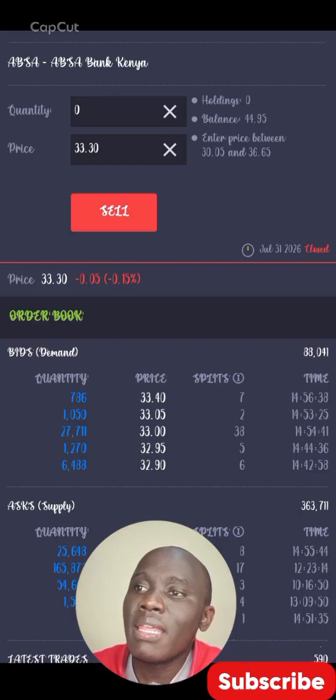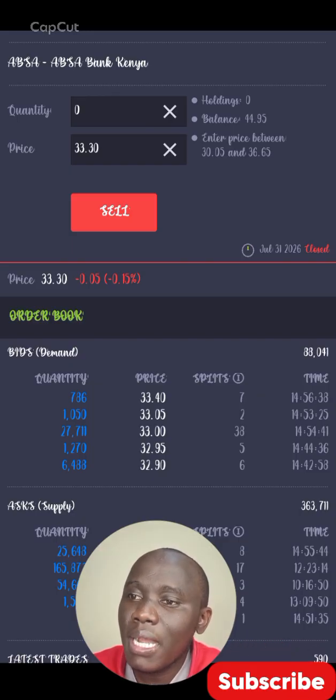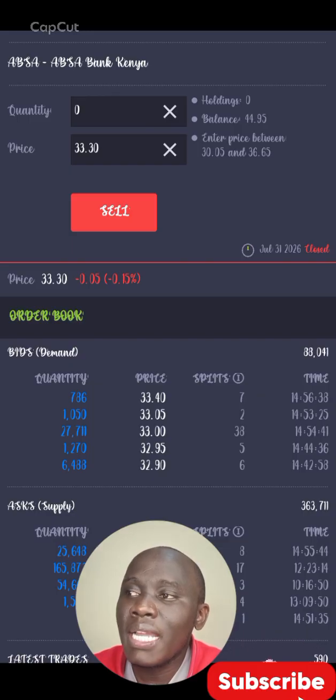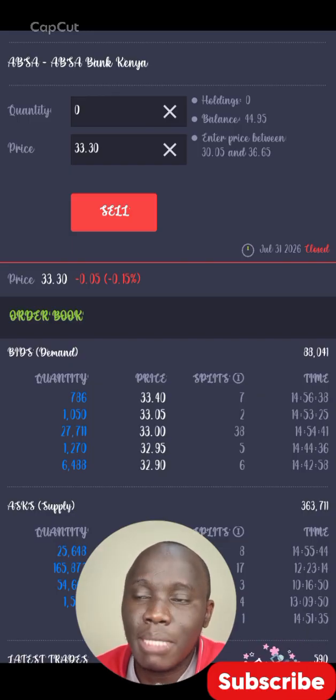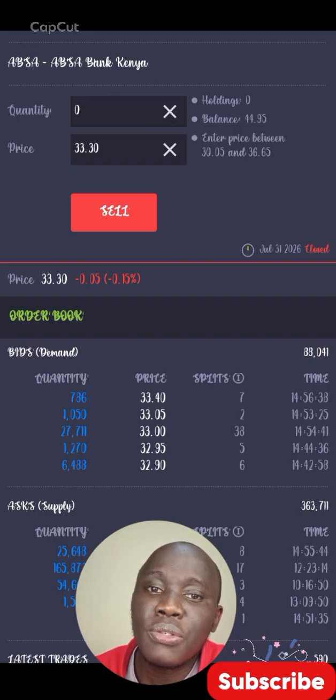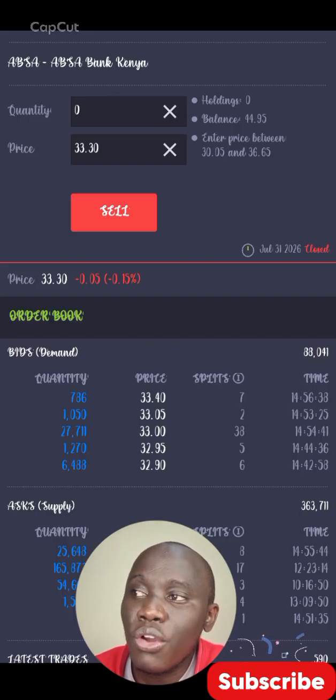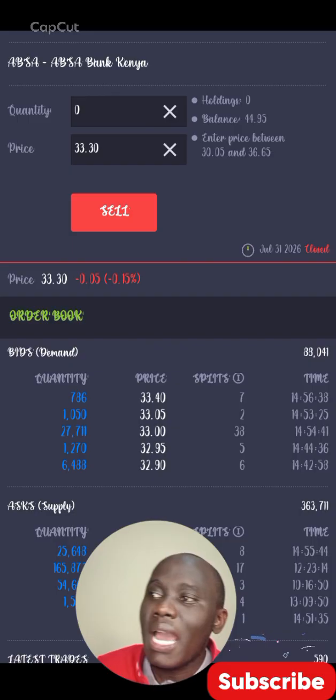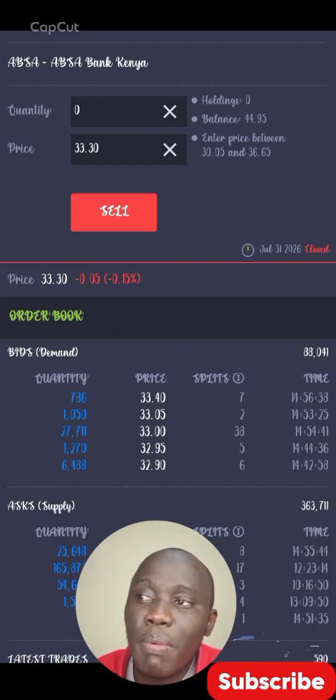Now the average price rises around the market price, but there is something else that can give you a guide of what the market is saying on that particular counter. Now there is that order book. The order book shows you the trades that are going on that particular counter. The bids, that is the demand. These are people willing to buy.